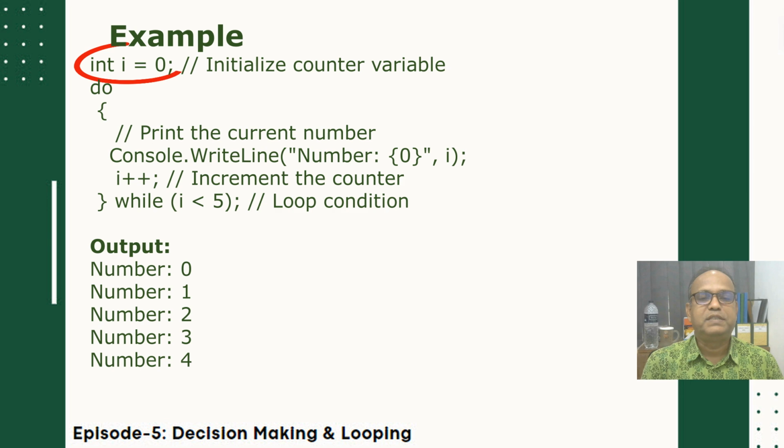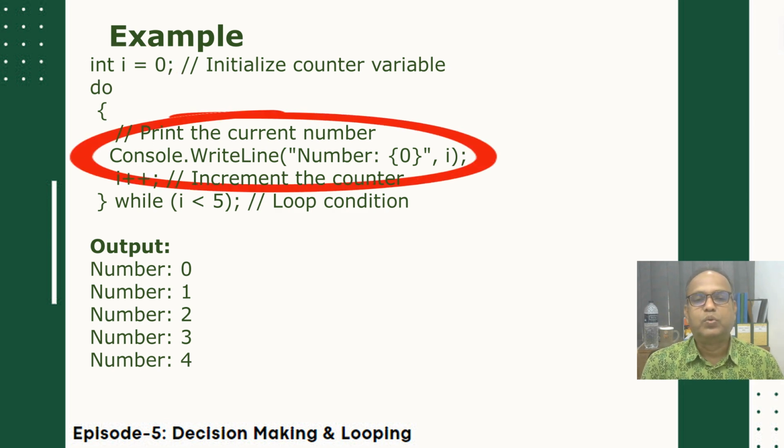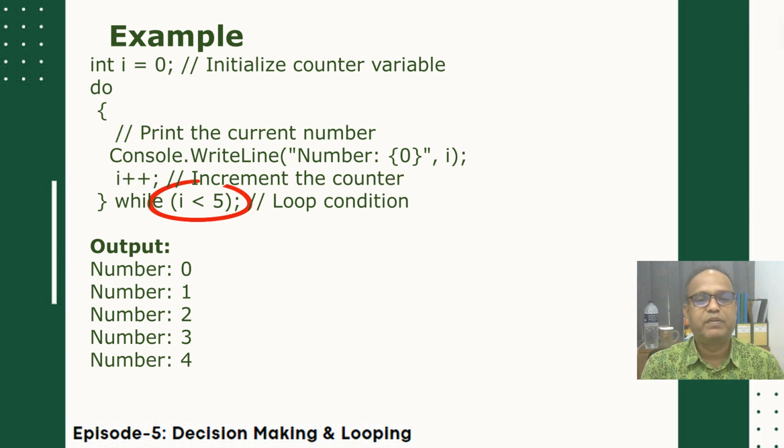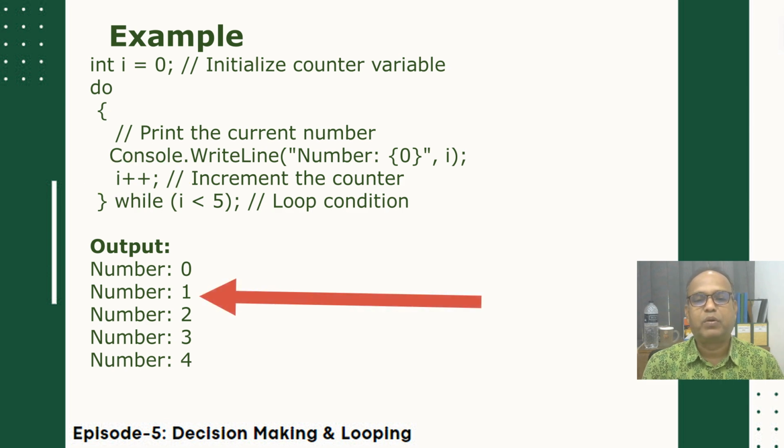The variable i is initialized to 0. The code block within the do section executes, printing Number 0. The condition i is less than 5 is checked. Since it's true, 0 is less than 5, the loop continues. The counter i is incremented to 1. The code block executes again, printing Number 1. Steps 4 and 5 repeat until i becomes 5, making the condition false. The loop terminates.